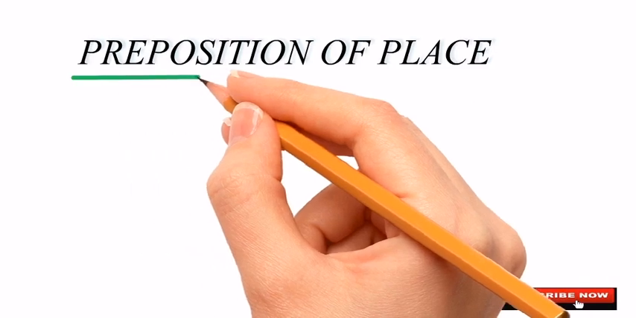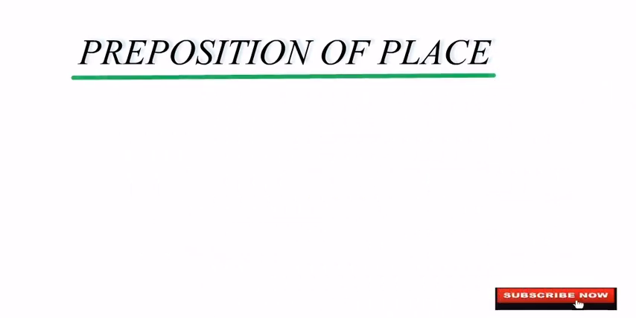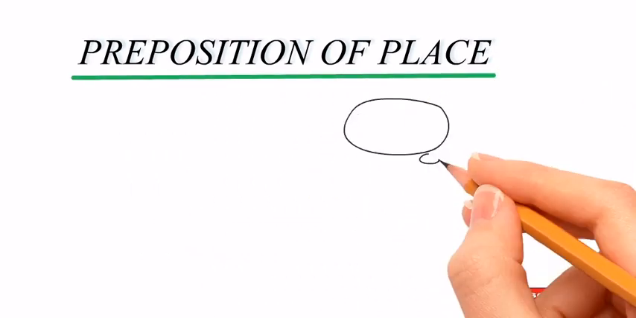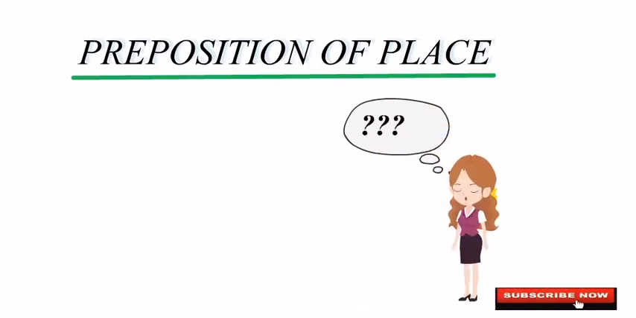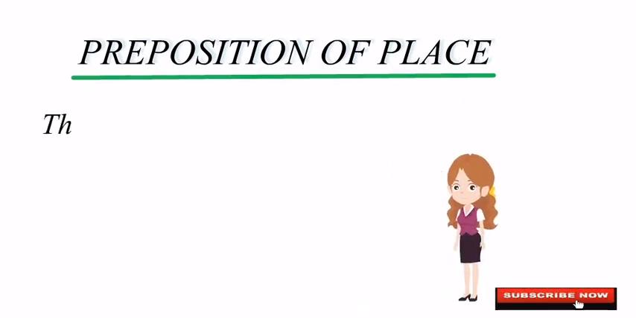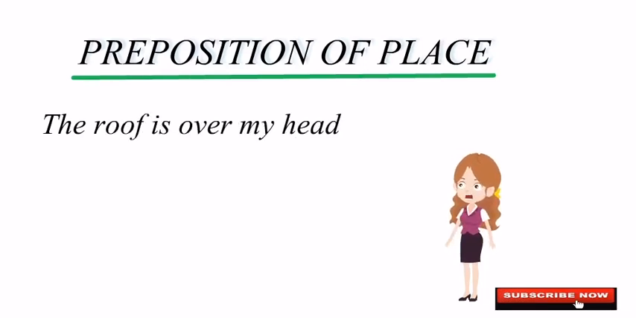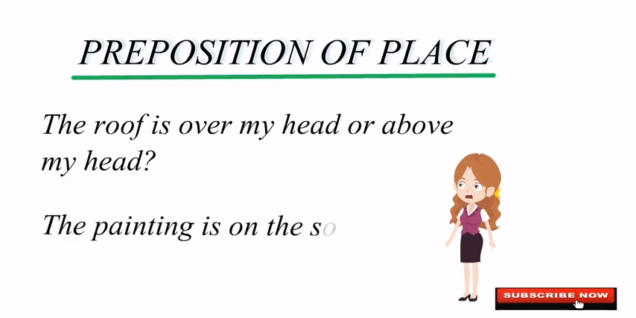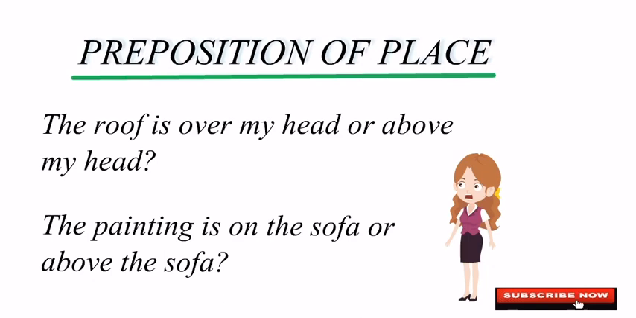Today's lesson is all about prepositions of place. Well, do you sometimes find them confusing while writing or while speaking? Alright then, let's check it. Tell me the correct answer. The roof is over my head or above my head. Try this one. The painting is on the sofa or above the sofa.